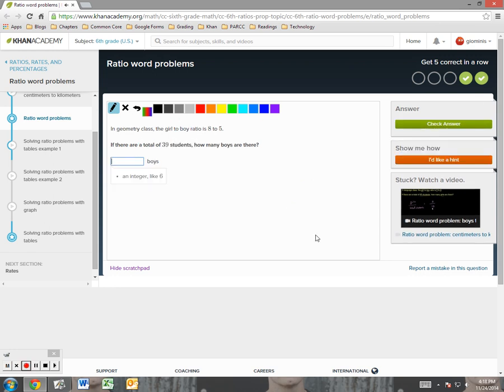Let's look at another one. In geometry class, the girl-to-boy ratio is 8:5. This is a great thing to see because I always say boys are stronger in math than girls. It's good to see that there's more girls in a geometry class than boys. We're comparing girls to boys in a geometry class.